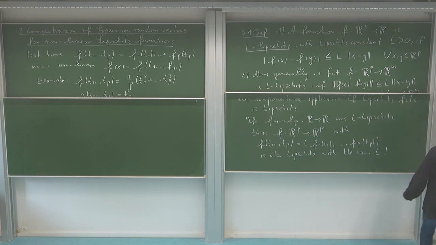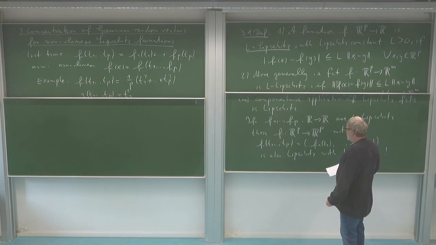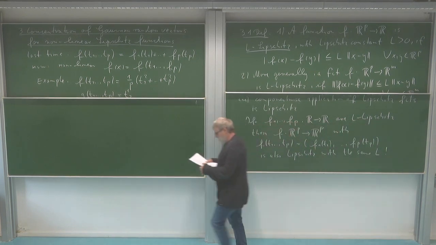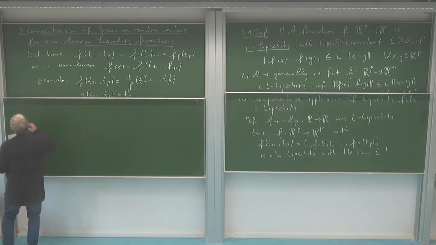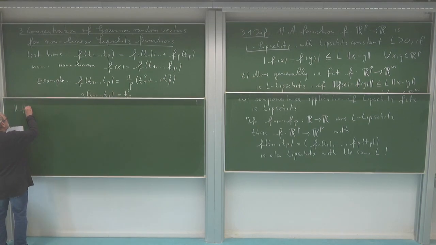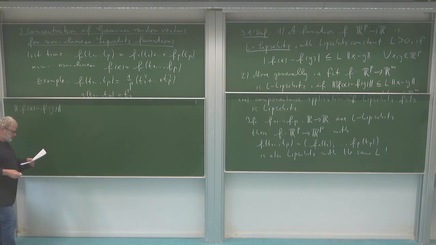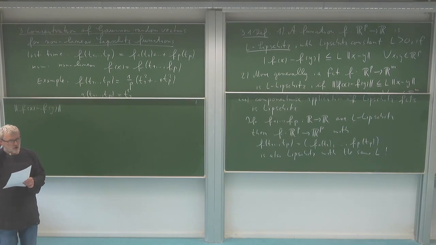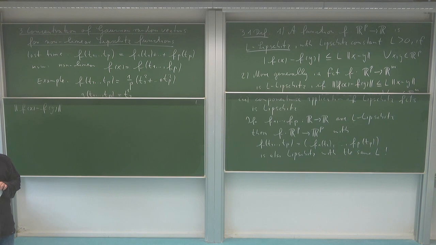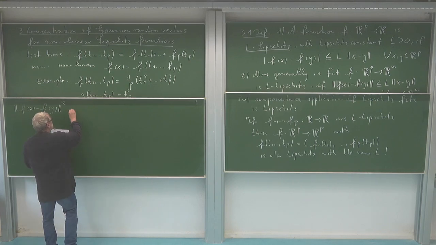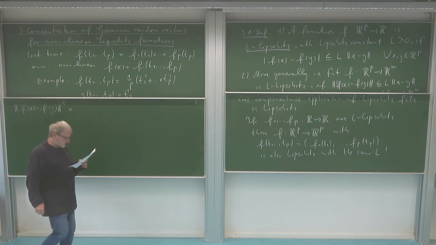Yeah, so let me write this down. So what I have to check is what is the distance of f of x and f of y after applying this. So I should compare f of x with f of y. And I have the Euclidean norm, which is the square root of the sum of the squares. And the square root is always a bit annoying. So it's always better to look at the square of this and do the calculations for those, and at the end take the square root.